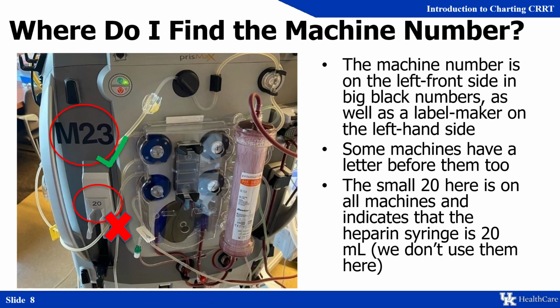The machine number that you'll chart is the big black number on the front left portion of the machine. Most of them are just a number. Some of them have the letter M in front of them. Note that it is not the 20. That is referencing the 20 ml heparin syringe. The machine number will also be in a label maker on the left-hand side of the machine. It's a lot smaller. There is no machine 20, so there's no confusion.